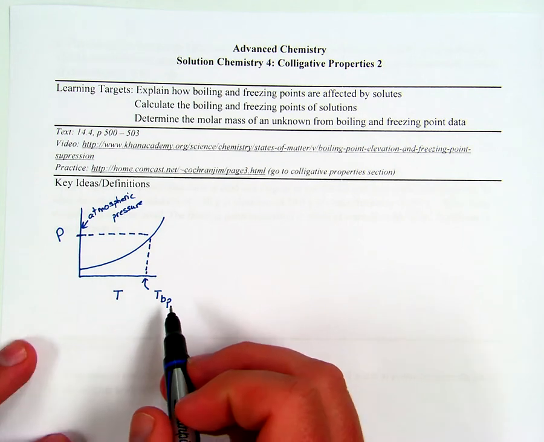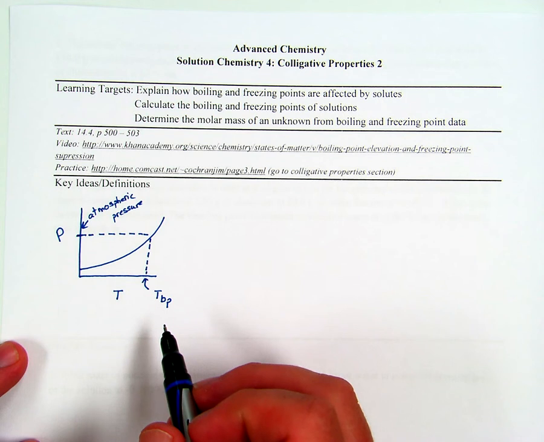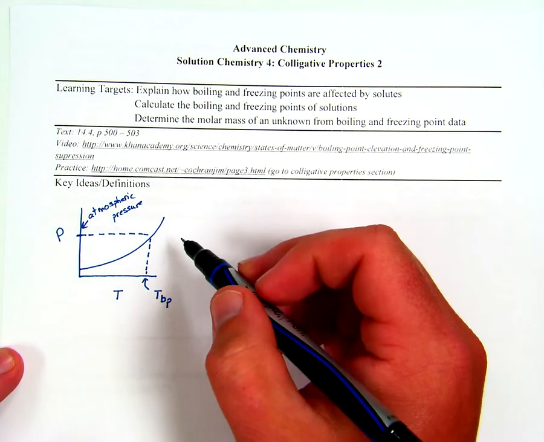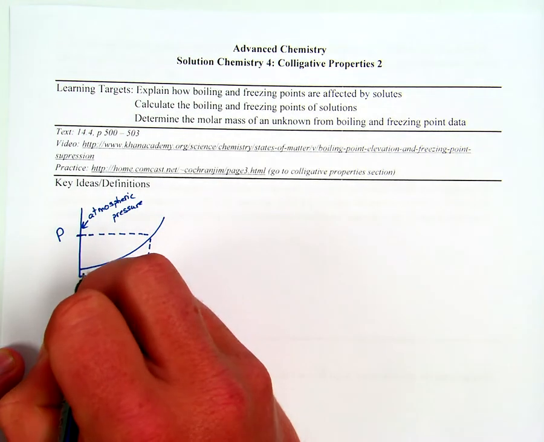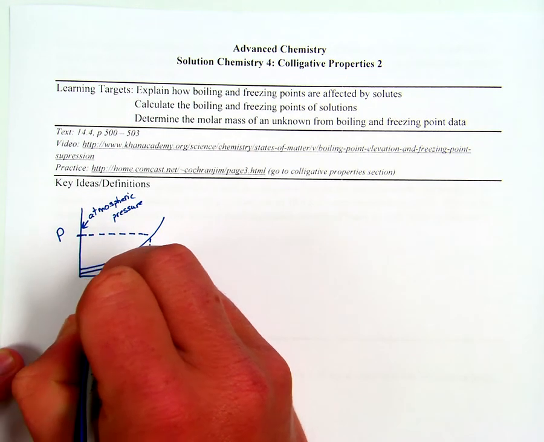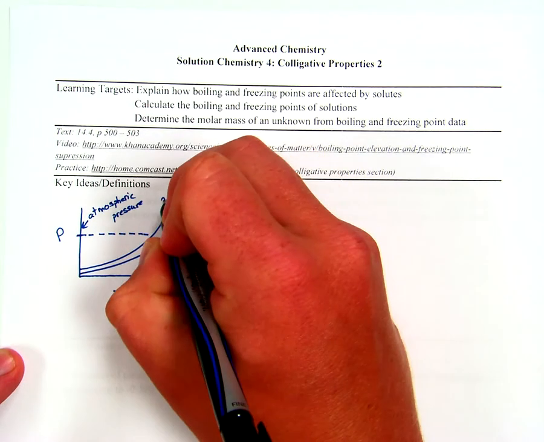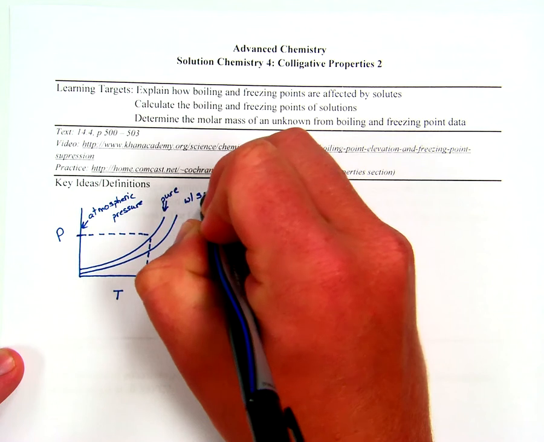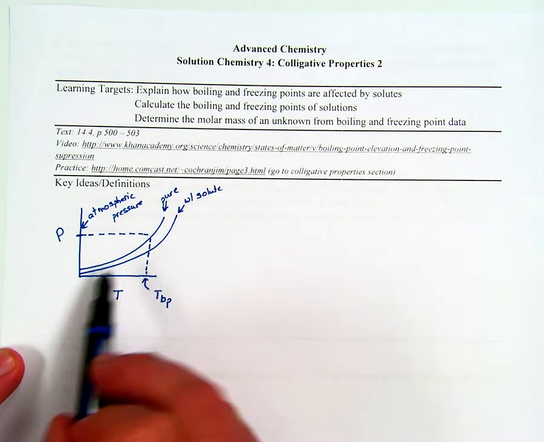Now, if we do something to lower the vapor pressure, and recall from our last video, if we add a solute the vapor pressure is going to go down. If I lower the vapor pressure, then this boiling point temperature has to change. So say I've added a solute, and my new graph looks like this, where I have a lower vapor pressure. This is the pure liquid here, and this is with solute here, and I can see that my vapor pressure is lower at every temperature.